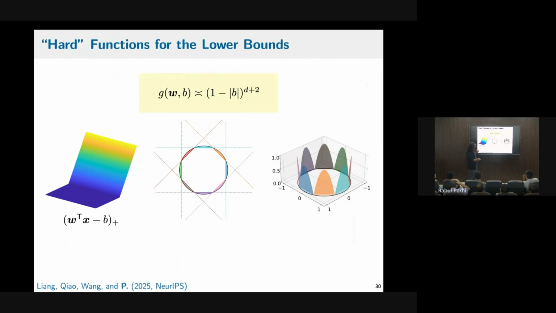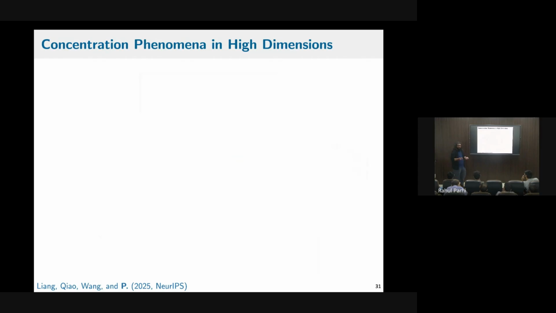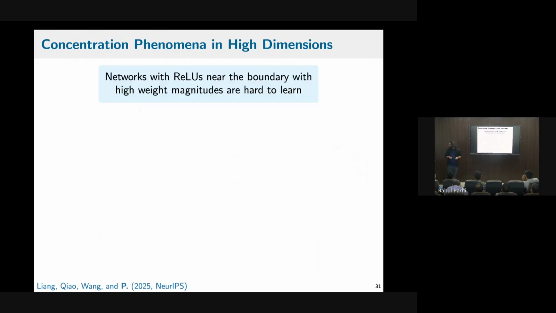The reason why this is interesting is that for usual function spaces like Sobolev and Besov spaces, the construction for hard functions is equally spaced bump functions. So this is actually a different kind of construction. I thought that was just cool in and of itself for proof technique reasons. But these hard functions also clarify that neural networks that have their ReLU near the boundary with high weight magnitudes are hard to learn. And because of the nature of the weight function, these have a very low norm in the Banach space, actually. In particular, the reason why we're getting this poor generalization performance is related to concentration phenomena in high dimensions.